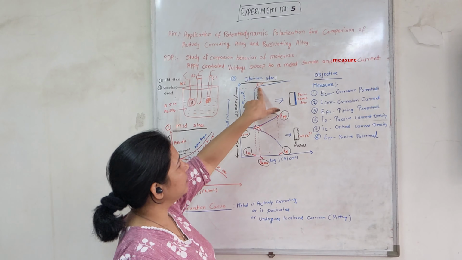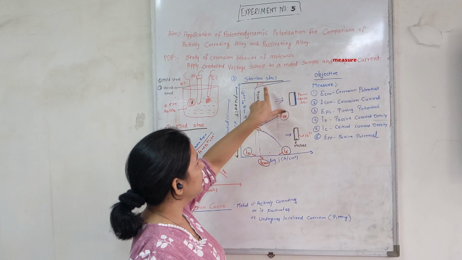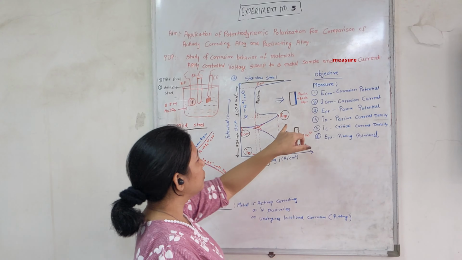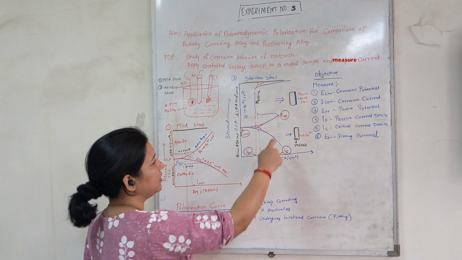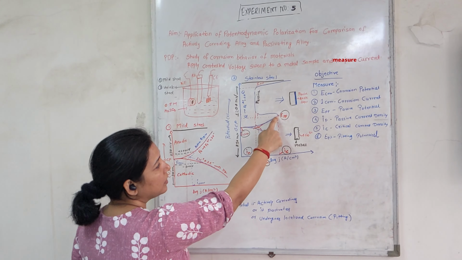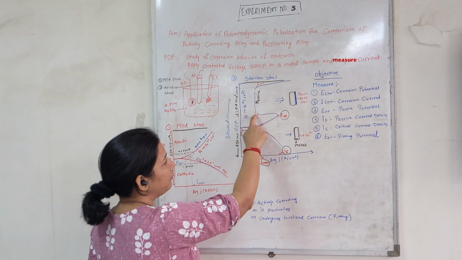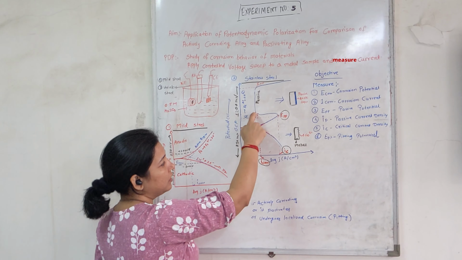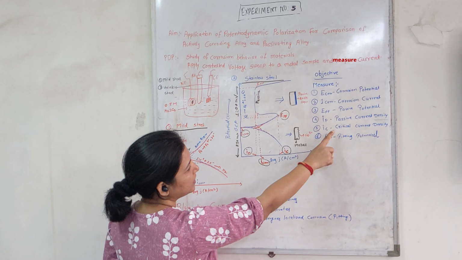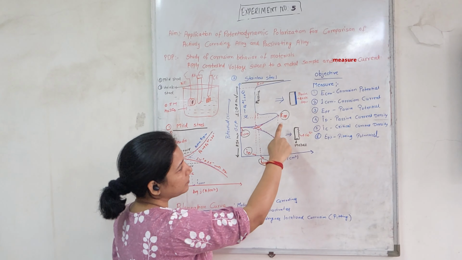Then is the pitting potential. The point where you see a sudden increase in the current is called the pitting potential. Next is the passive potential. Where the current starts decreasing, that potential is the passive potential. Then next is the passive current density. You can see that the point where the current is constant is called the passive current density.